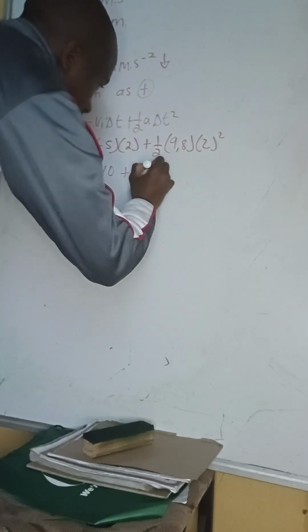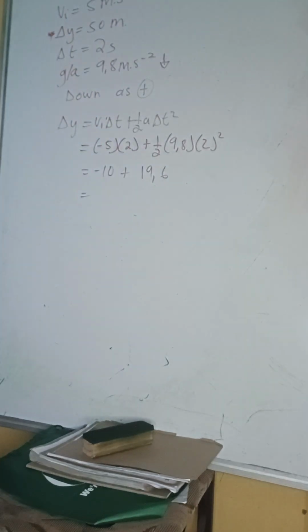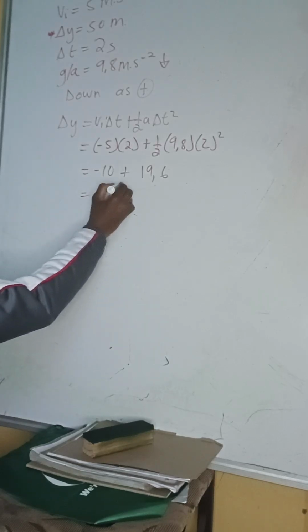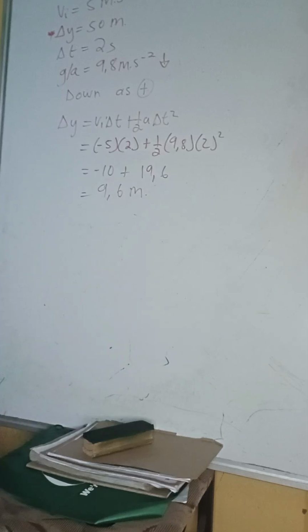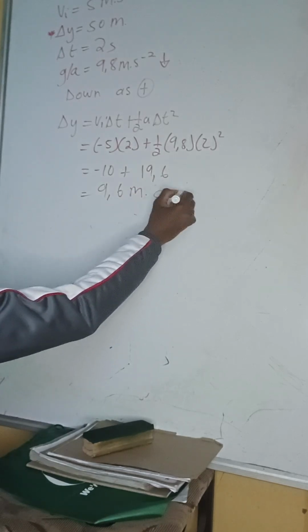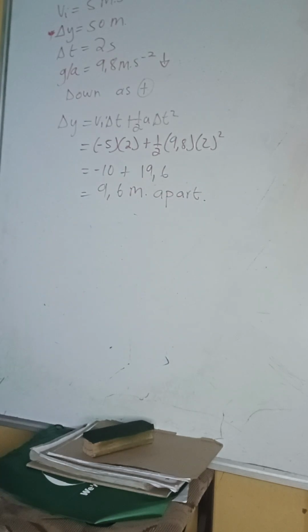We get 19.6. So now when we add these two, you will end up having 9.6 meters apart. So this is the distance that we have, meaning here you can just say 9.6 meters apart. This is the first question that we have to deal with here.